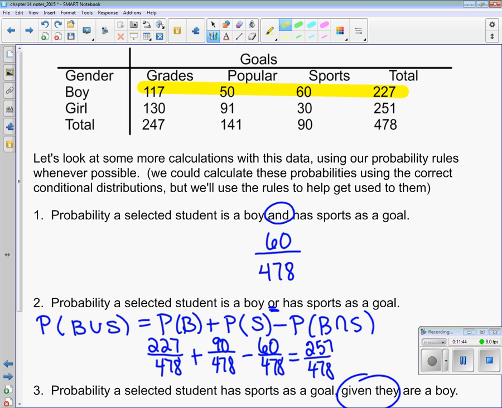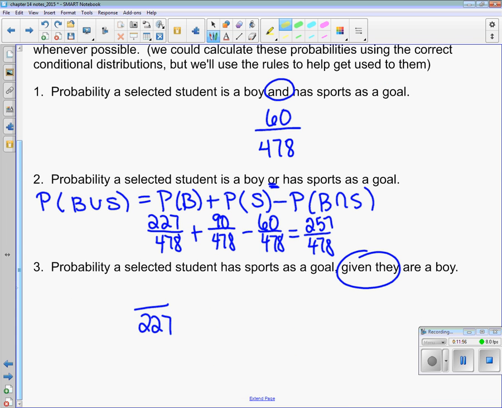So now I want to figure out what goes in my numerator. Well, the probability of a selected student has sports as a goal. So I'm only looking in that row. So what number? 60. Perfect. So this is just 60.